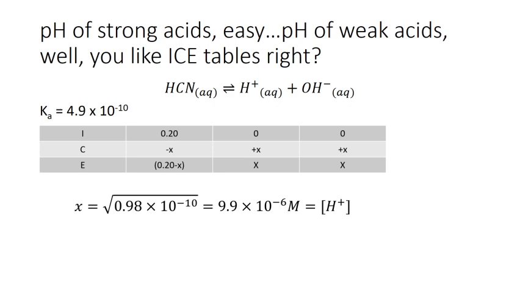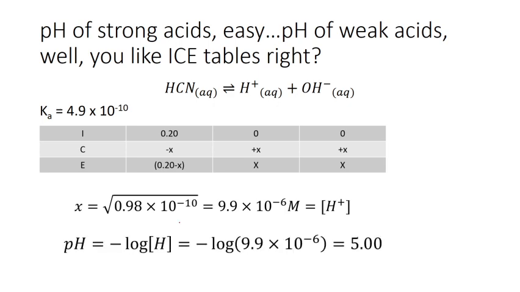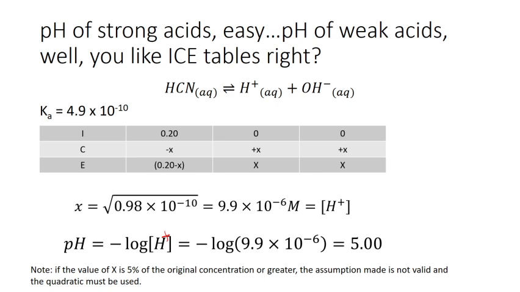So at this point, we have our value for x, which means that we have a value for the concentration of hydrogen. We plug that into our equation for pH. We take the negative log of the concentration, and we see that this will have a pH of 5. So note this little note at the bottom. If the value of x is 5% or greater of the original concentration, the assumption that we made here is not valid, and you must use the quadratic equation.